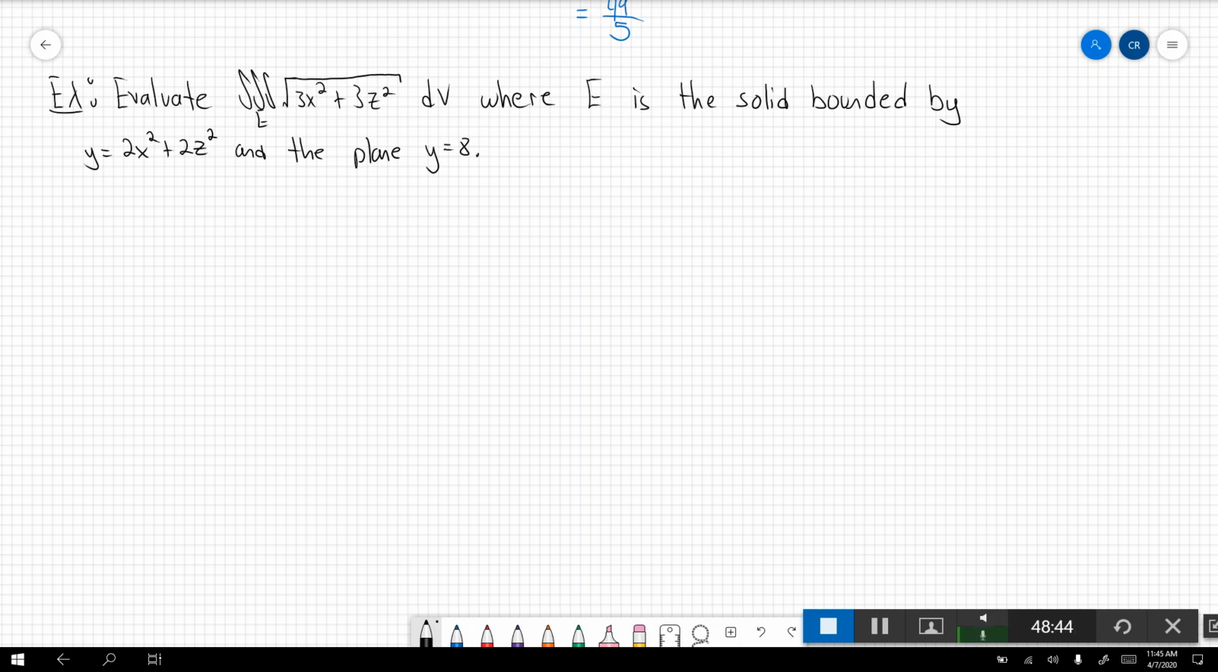When we're working with this, it's an elliptic paraboloid, and this elliptic paraboloid is going to be cut off by y is equal to 8. This elliptic paraboloid is opening towards the positive y values, which means we have a domain outlined for us in two different ways.